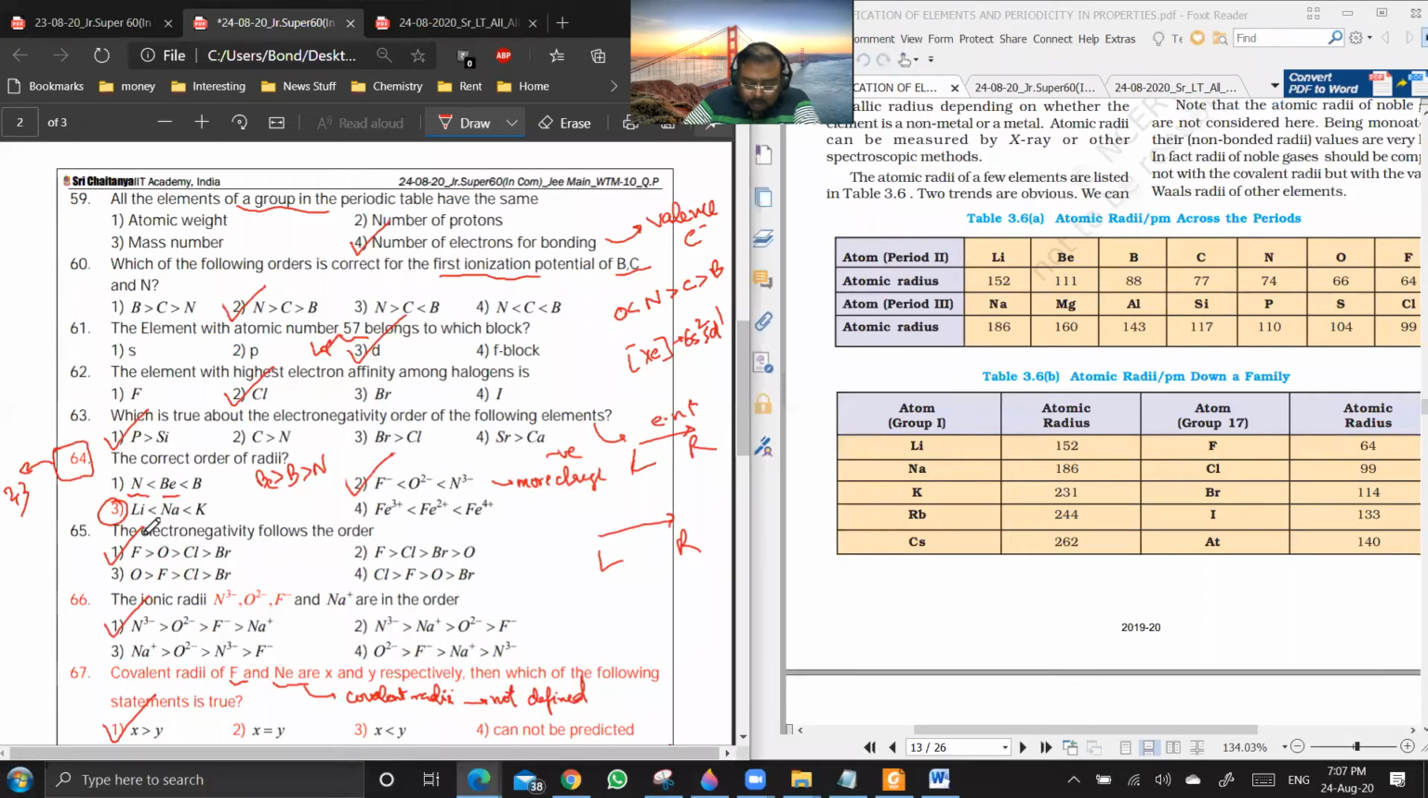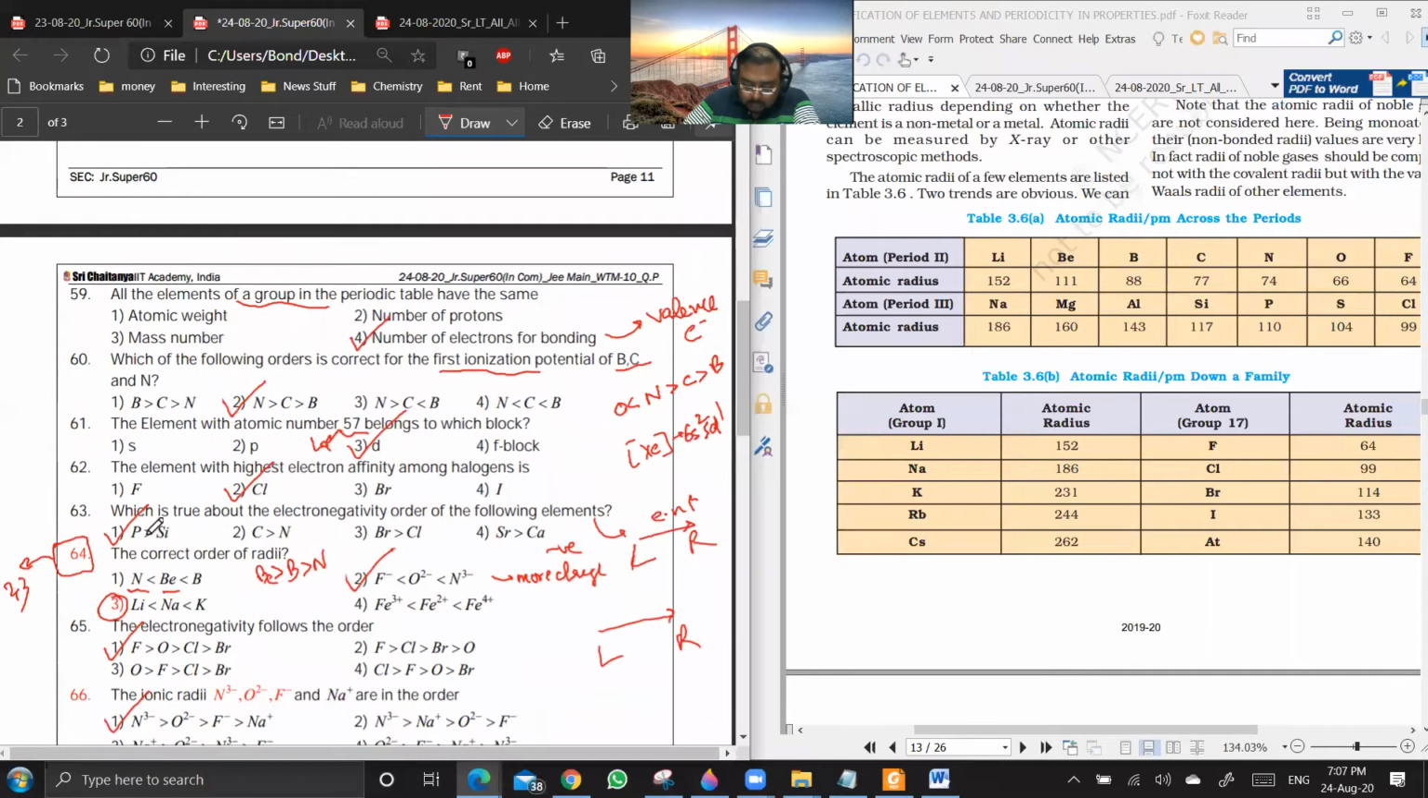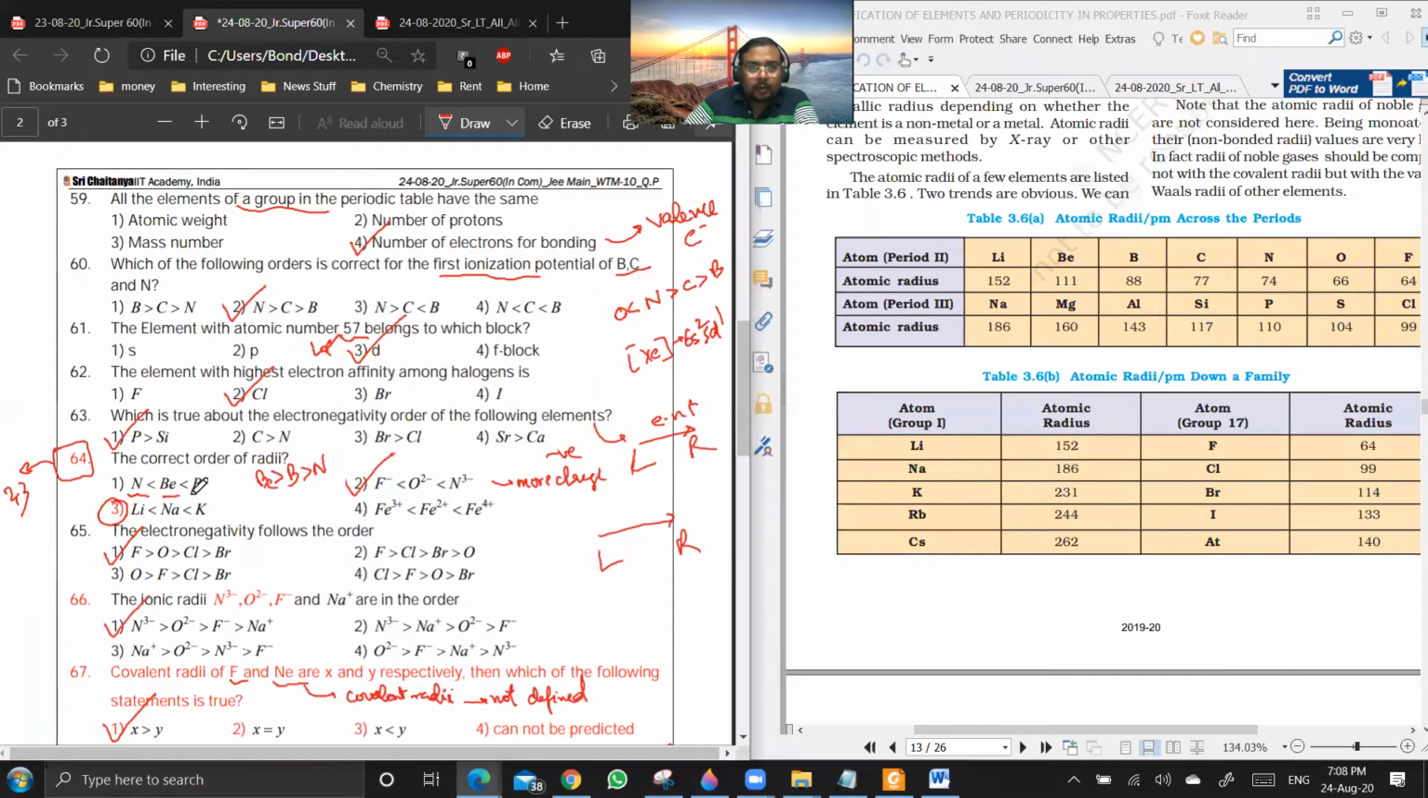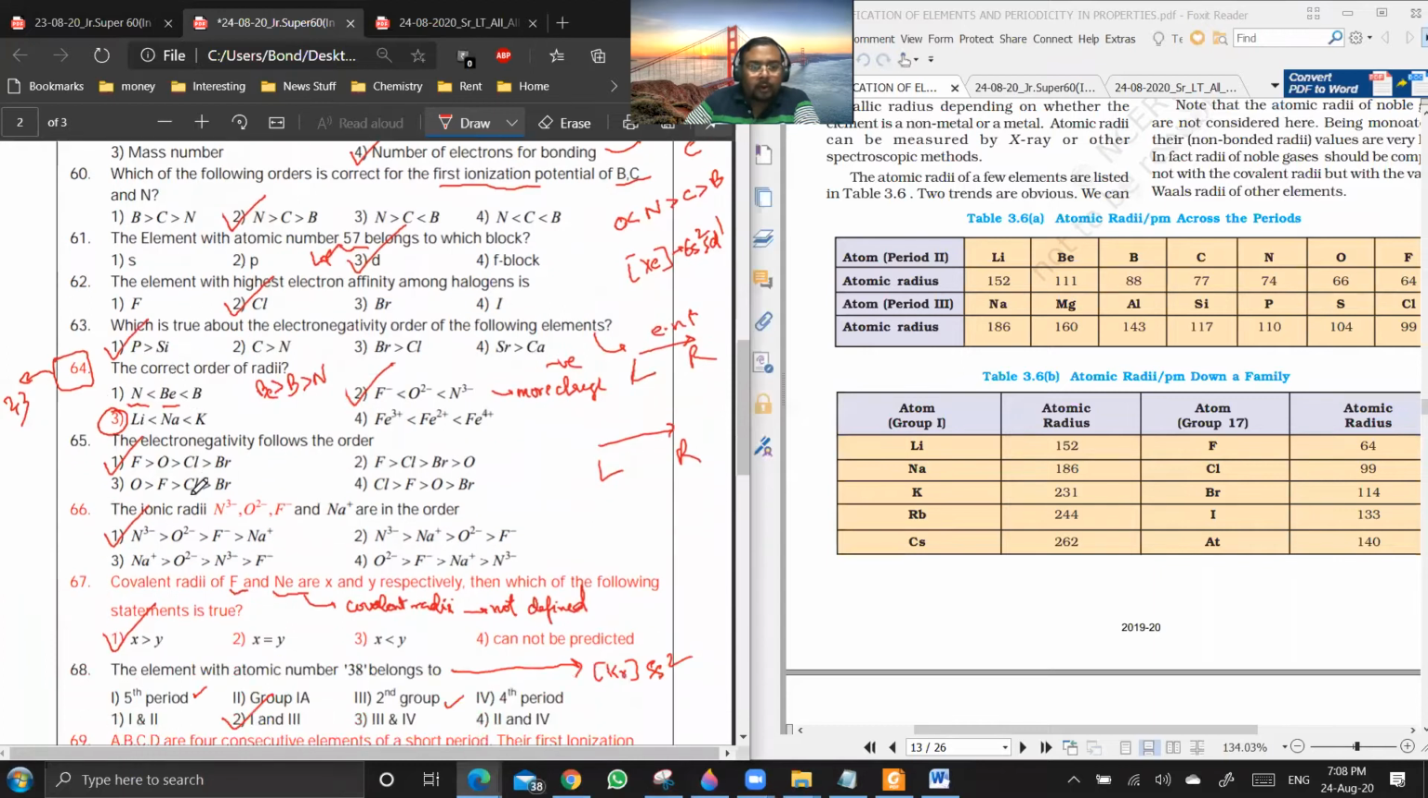Question 63, option 2. Which option? Second one, sir: carbon greater than nitrogen in terms of electronegativity. That's wrong, no? Yes, sir. Any confusion in this? No, sir. Any doubt in 63, any of the options? No, sir. So 64 is done.